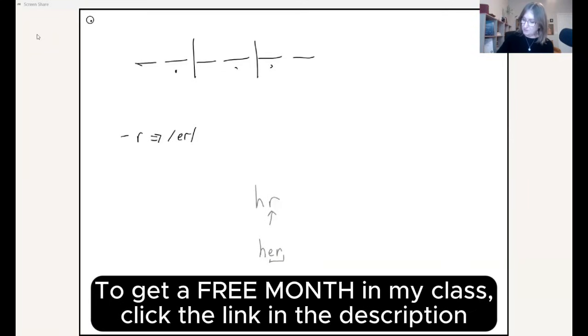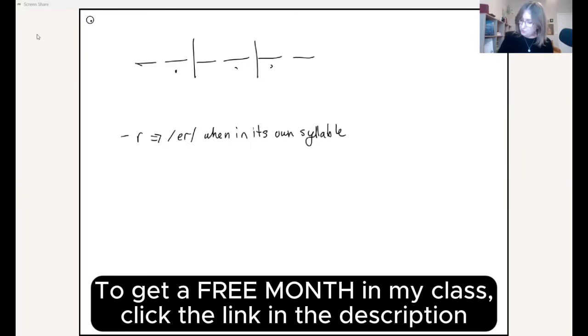So R is spelled with an ER when in its, is there an apostrophe? No. Its own syllable. Okay, what else do we have to know for this word?